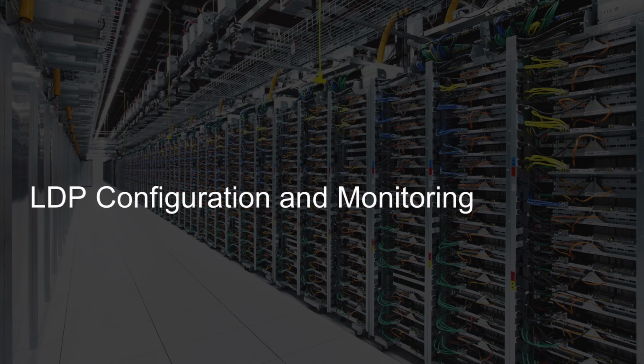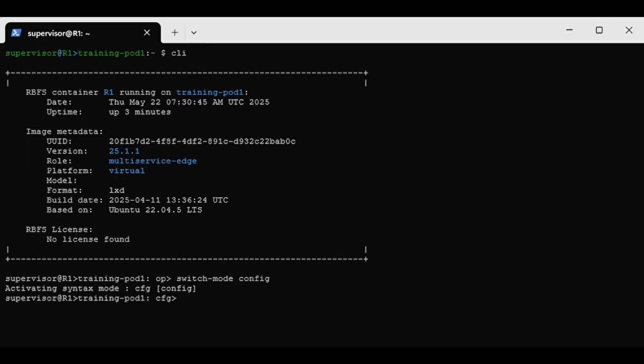Now that we have learned how LDP works, we will configure LDP on a system running RBFS and demonstrate some monitoring commands. Let's switch to a terminal window. I've already logged into router R1. This is a virtual lab environment running an RBFS multi-service edge image, version 25.1.1.